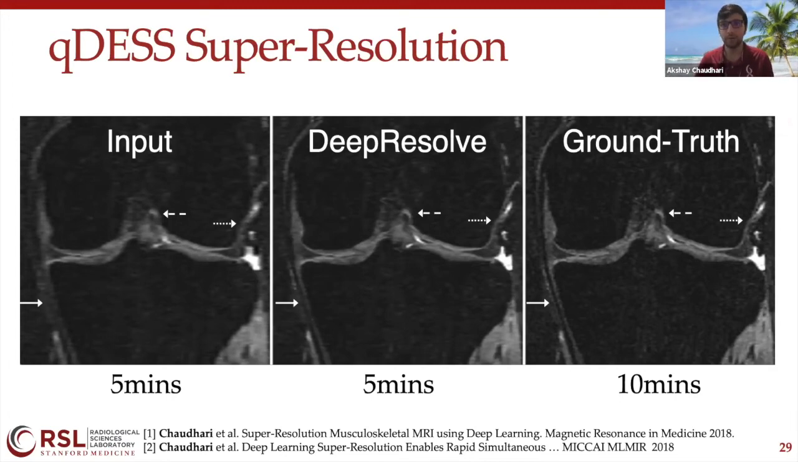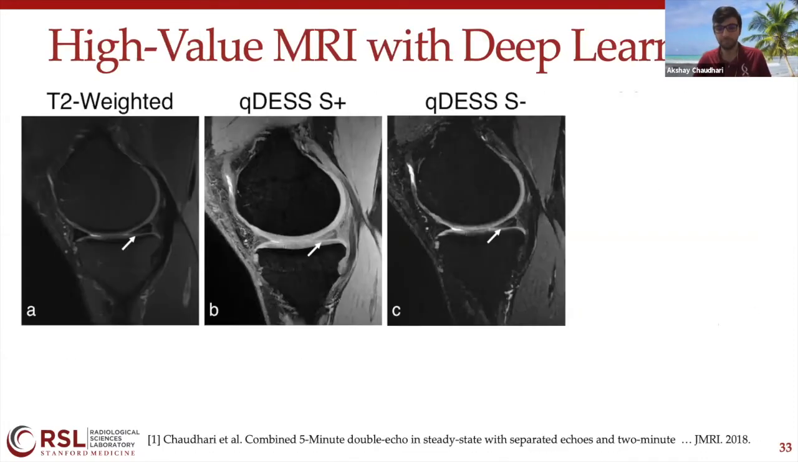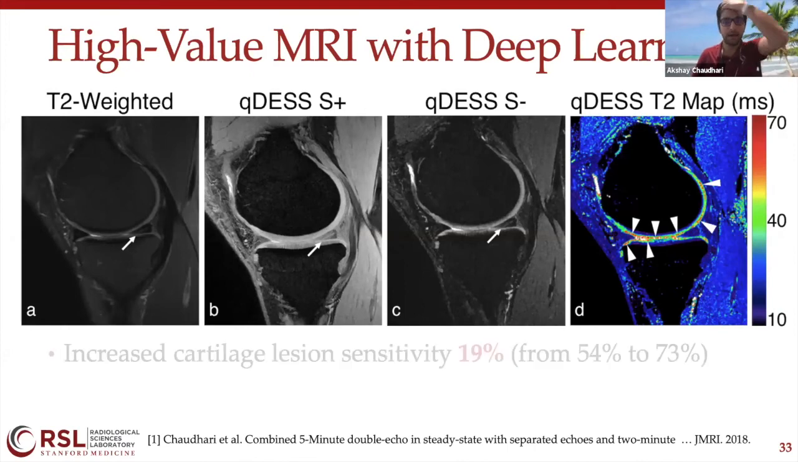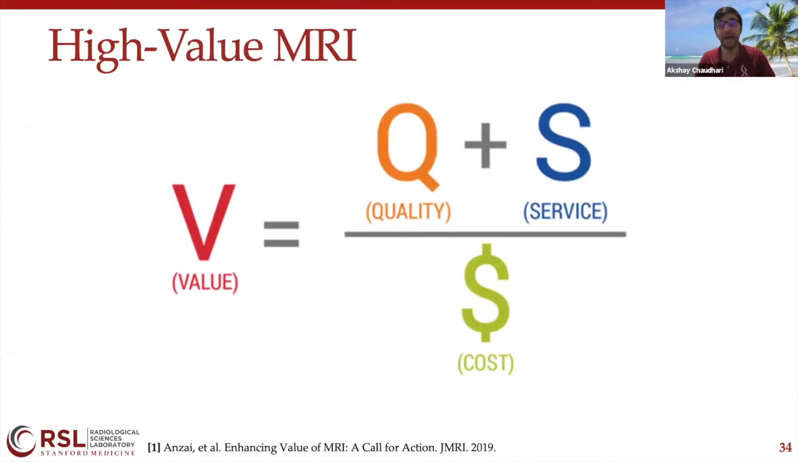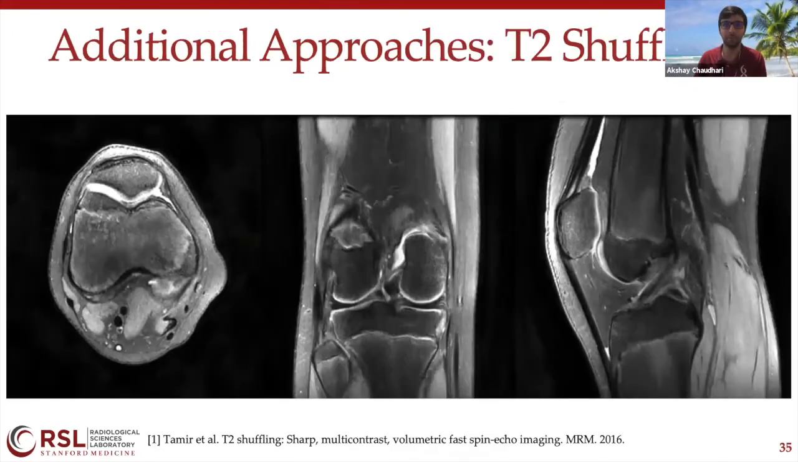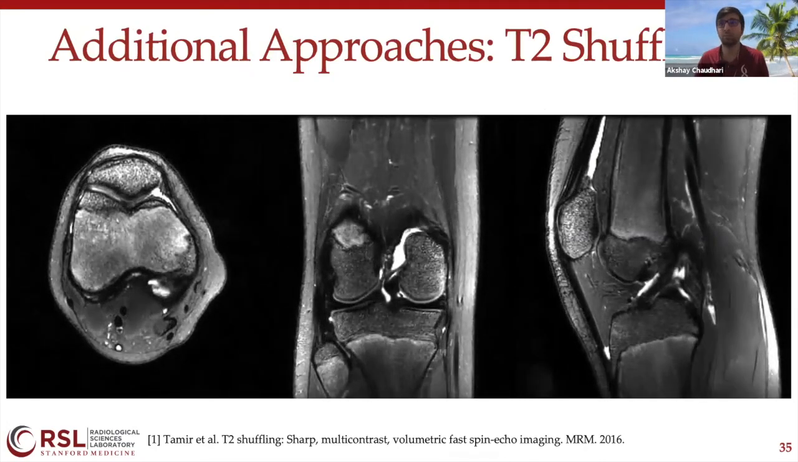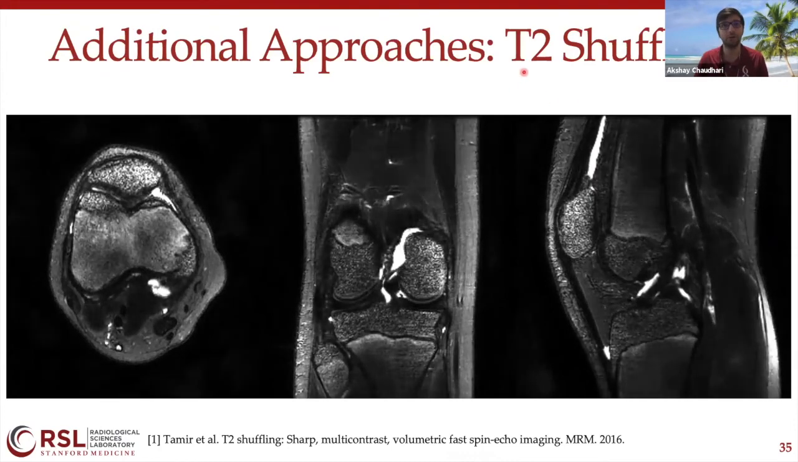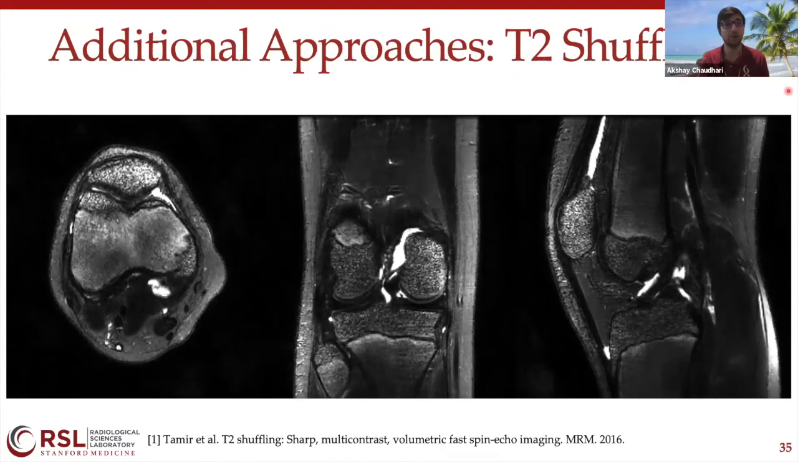So maybe I will keep moving along for my last few slides in the interest of time. I think the general premise here is that with some of these qDESS-based methods, we're seeing high-value imaging. But I also want to mention that there are other methods that can also be pretty powerful in this context. One method that I wanted to specifically point out is called T2 shuffling, which uses a different mechanism for sampling. But during the reconstruction, we can actually reconstruct 3D volumes at different imaging contrasts.